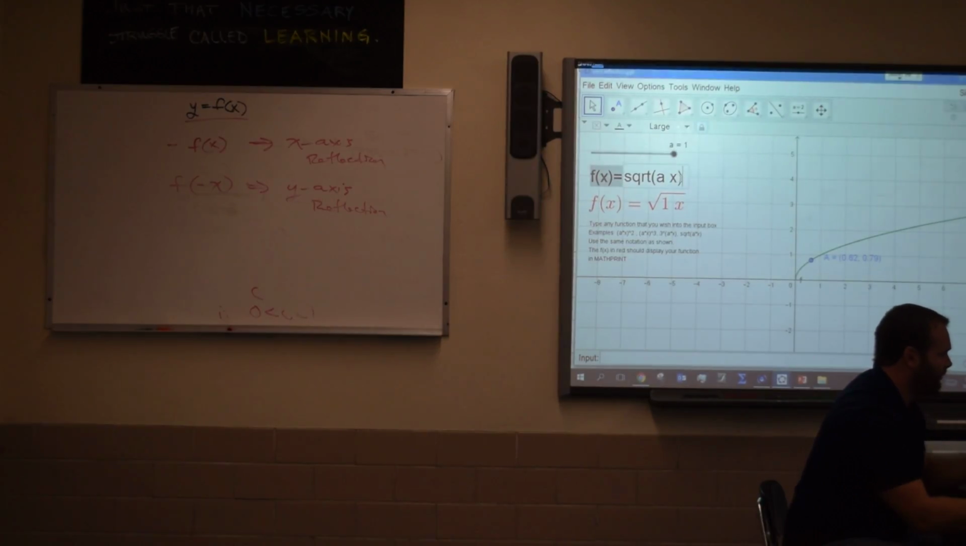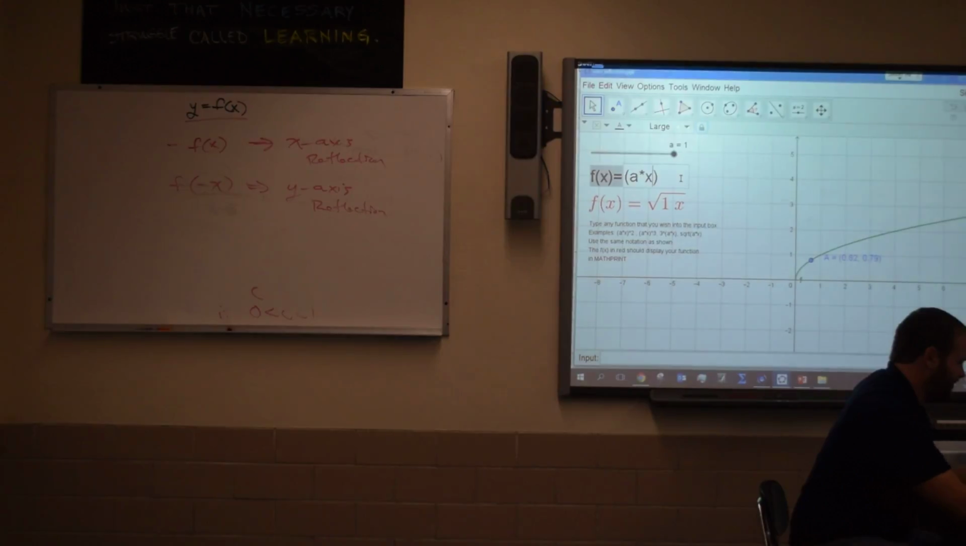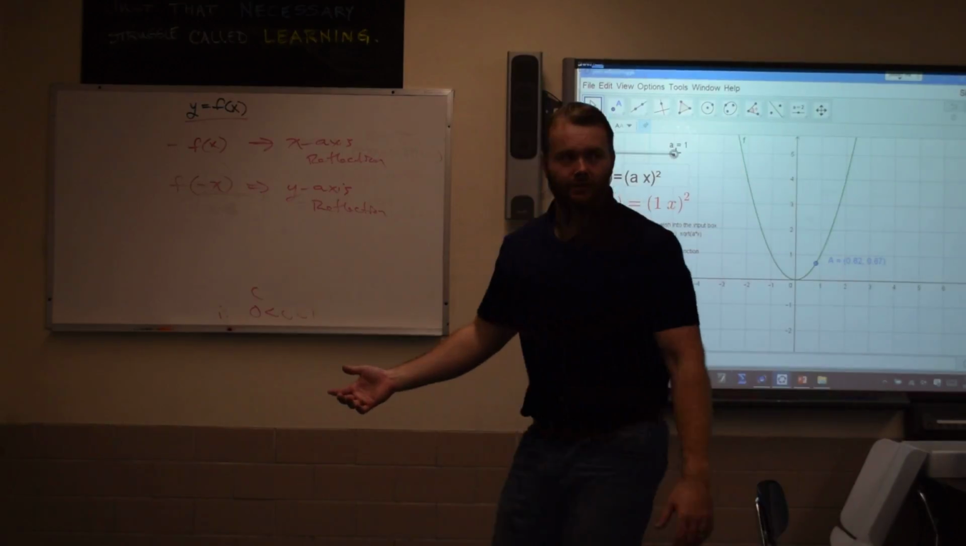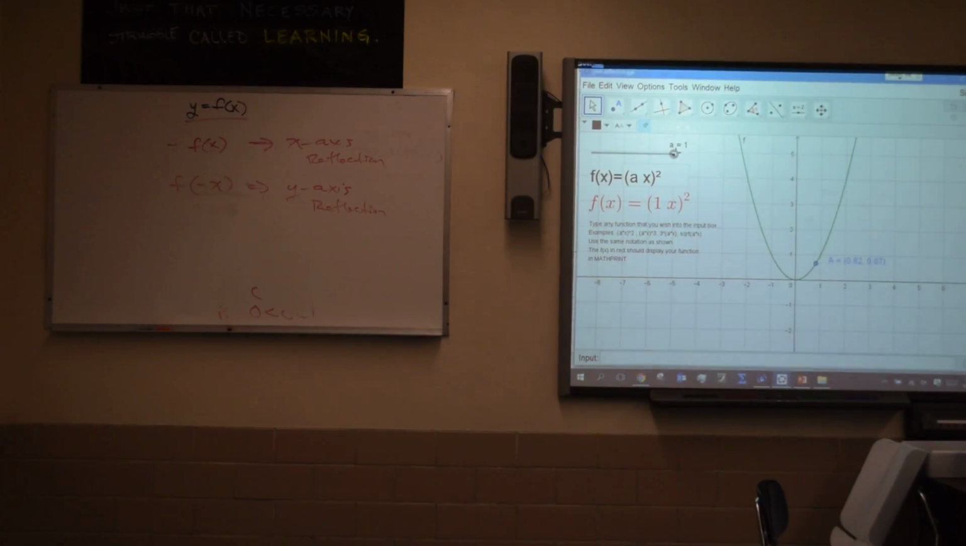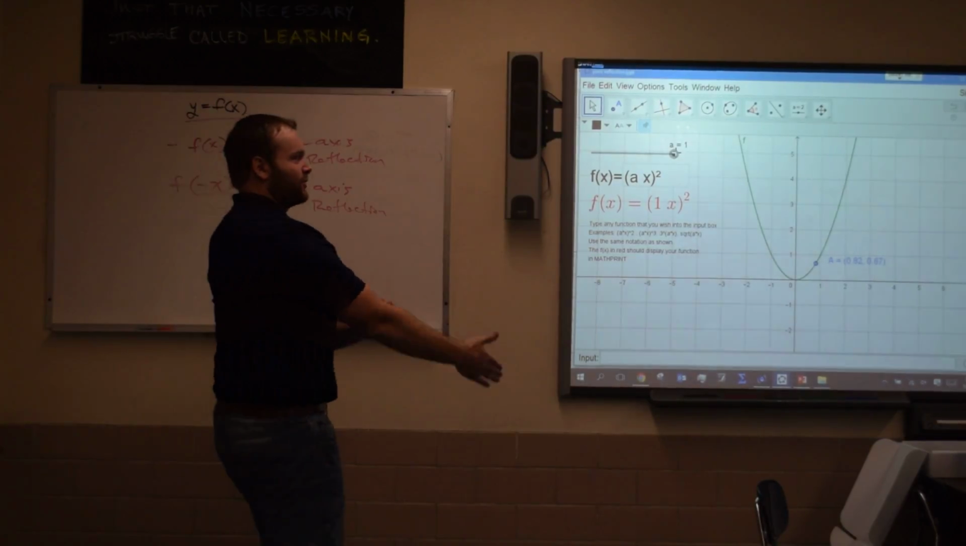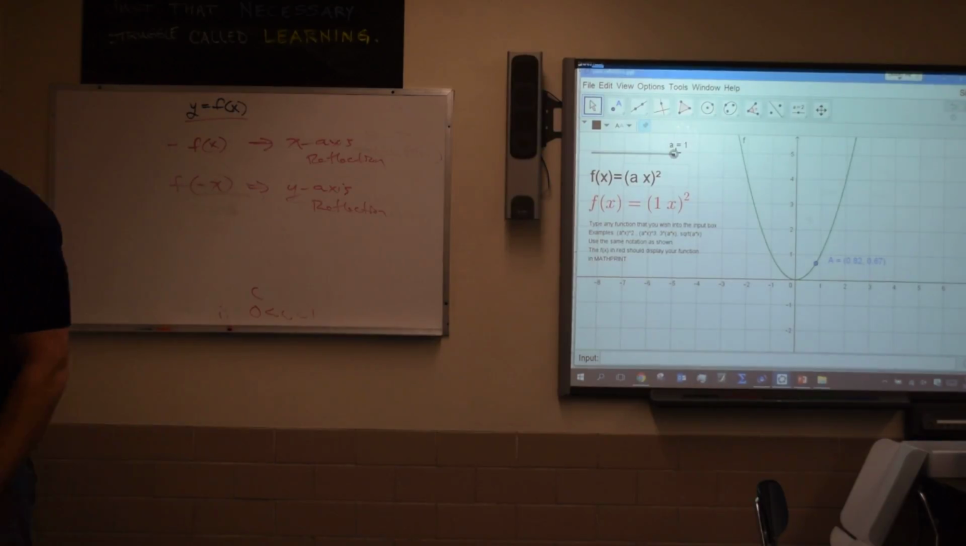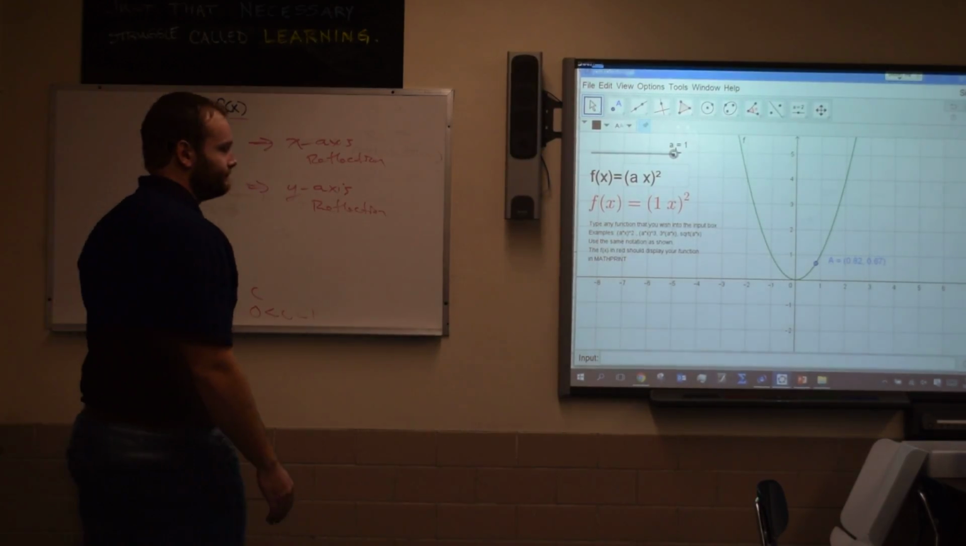What if I do this? What if we talk about this function? A times x to the second. And I toggle back and forth. It's changing the function, right? But why am I not seeing a different graph? Right, because it's symmetric with the y-axis, right? So when it's symmetric with the y-axis and I flip it, it just gets you what you started with, right? Okay. So there is a reflection going on there, but it's not obvious.